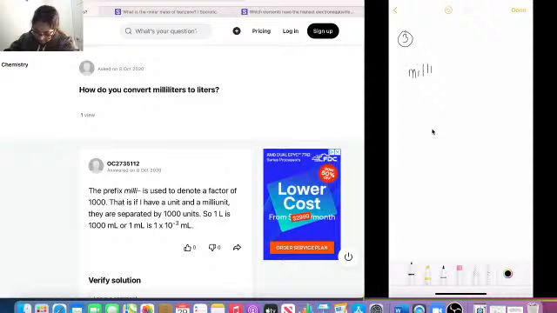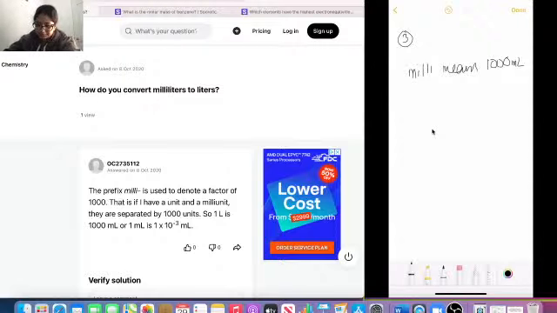milli means it's out of 1,000. So just think about 1,000. 1,000 milliliters would always equal 1 liter, so when you're talking about milliliters or any type of liters, you're going to convert that to liters. When you're talking about milli, just remember that it's out of 1,000.